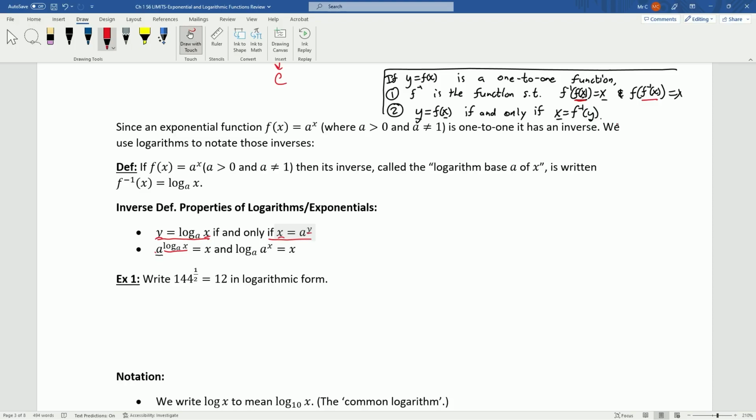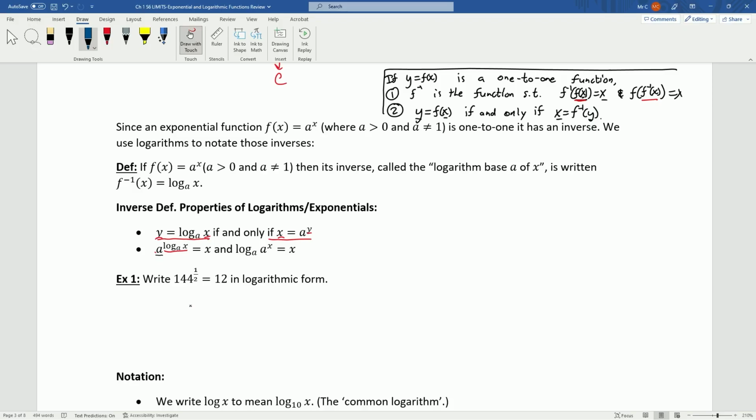Okay, so with that said, we're going to go ahead and tackle some examples of using logarithms. And what you'll notice is that in pretty much all of these problems, we're just going to be using one of these two definitions of inverses to solve them. So let's tackle this first one. Write 144 to the 1/2 power equals 12 in logarithmic form.